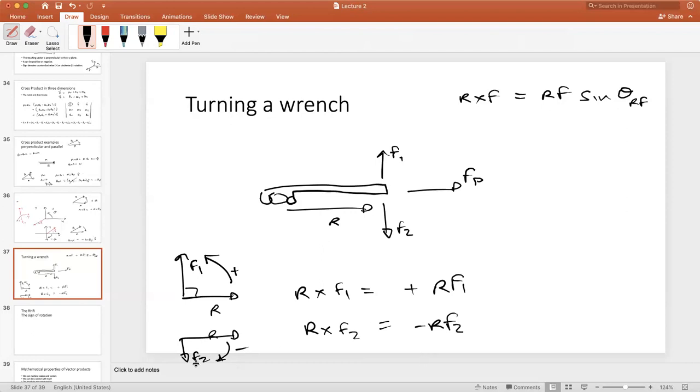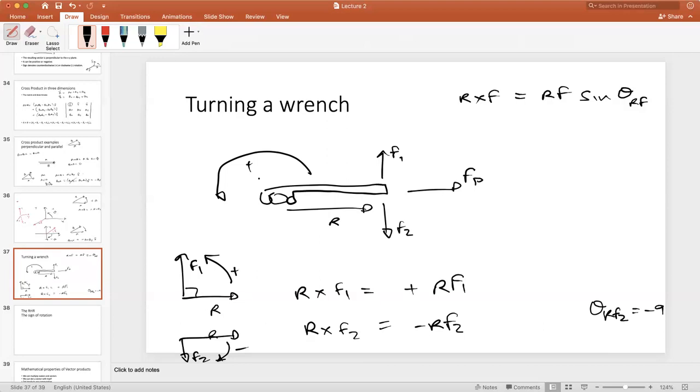And that's because the angle between R and F2 is negative 90 degrees, and sine of negative 90 degrees is negative 1. All right, so if I try to push down on a wrench, in this picture, I'm pushing down with force F2, I get a clockwise or negative rotation. If I try to pull up on it with F1, I get a counterclockwise or positive rotation. That's what the cross product is telling you.